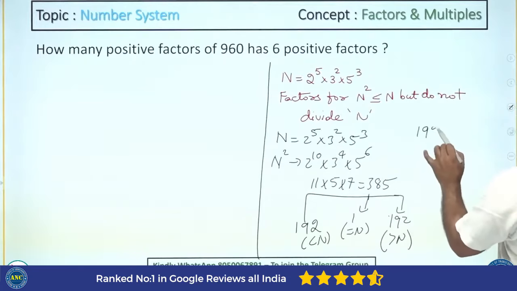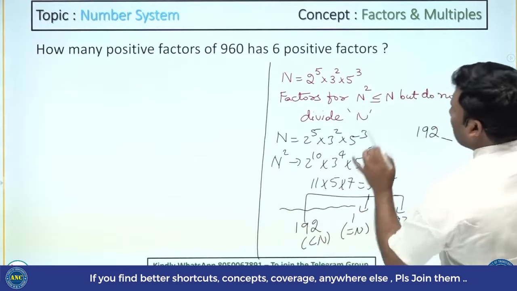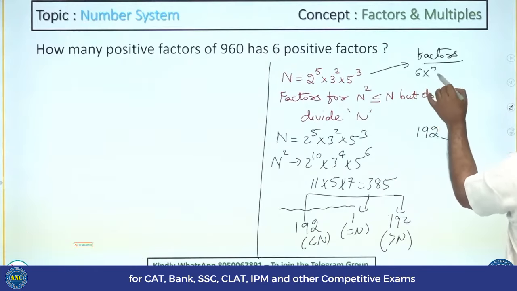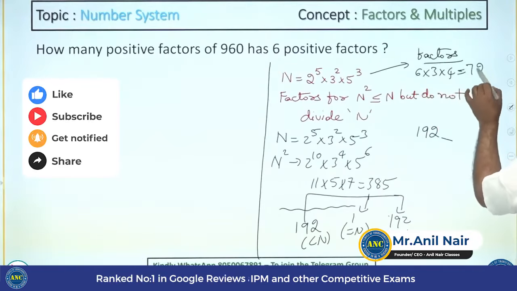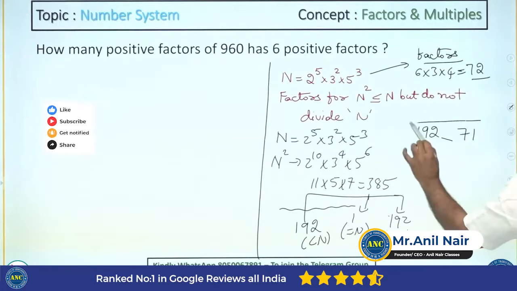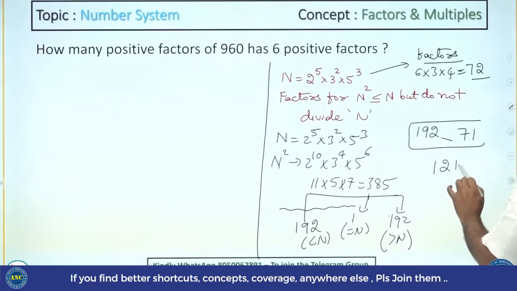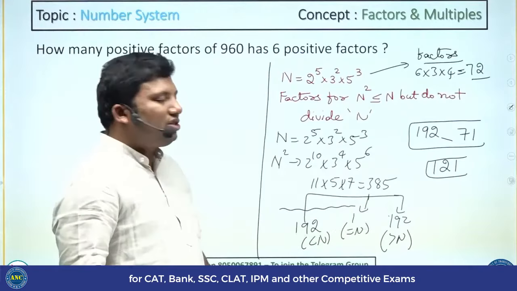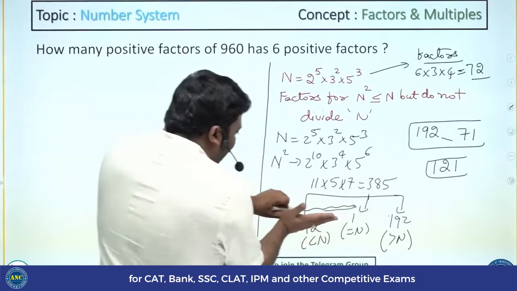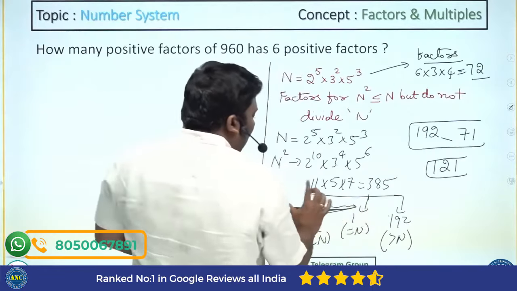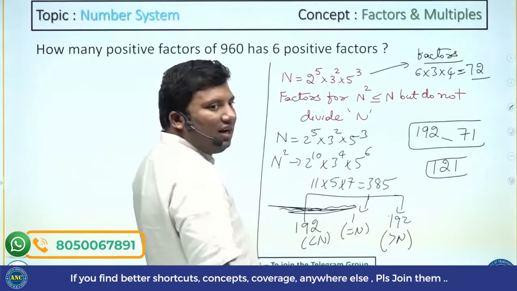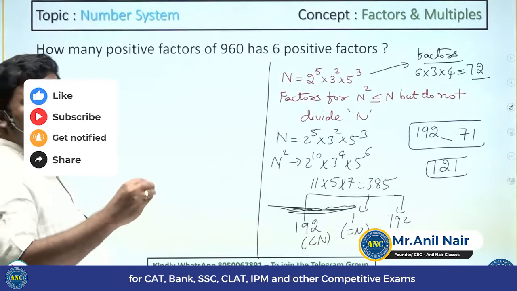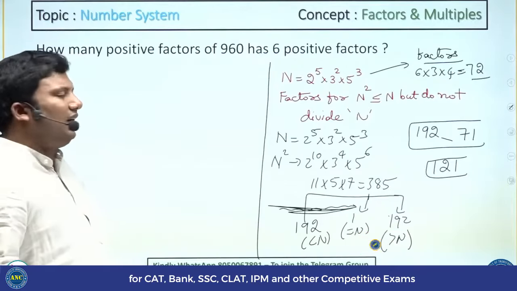In that 192, how many factors are just less than n but do not divide n? Totally, how many factors will be there for n? 6 into 3 into 4, 18 fours are 72. Less than n, the number itself we have to omit, so 71. So it is 192 minus 71, which is 121. Very easy if you understand that. Why are we doing 192 minus 71? We require the factors less than n. Totally from 1 to n it is the number of factors. Less than n we require. Once you understand the concept, you can solve this problem very, very easily.